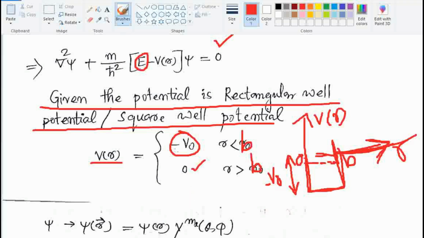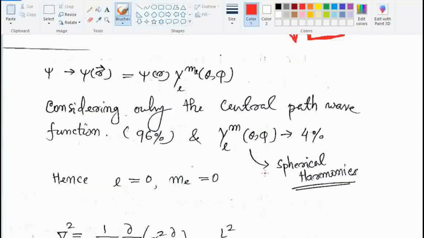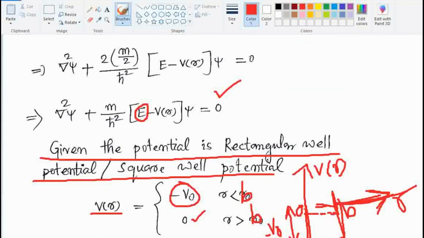So V(r) is negative V naught, and for r greater than b, the energy is 0. According to this condition, we have to solve the Schrodinger equation. So put this value here, then you will get the result.